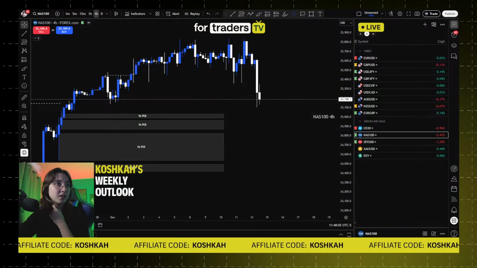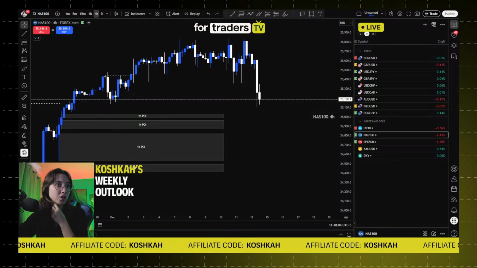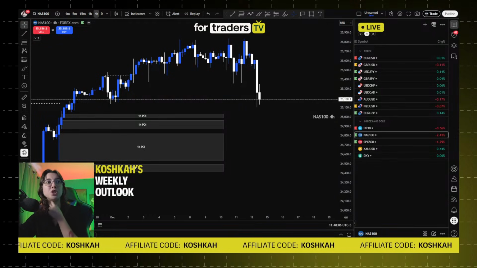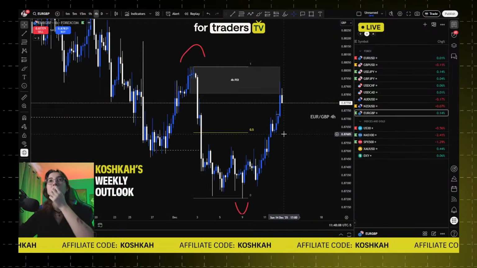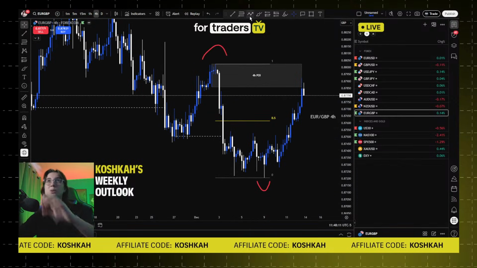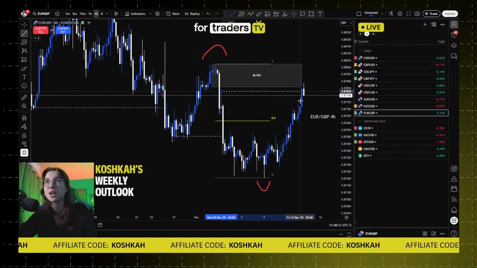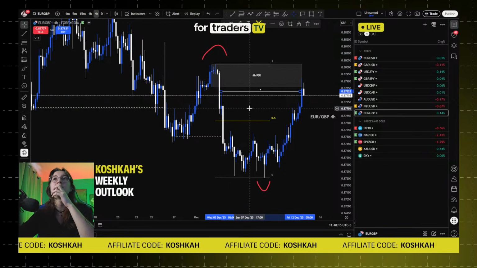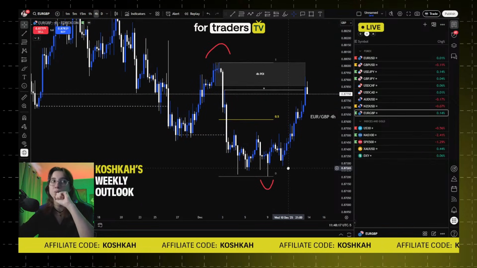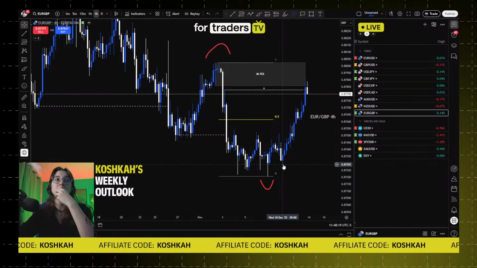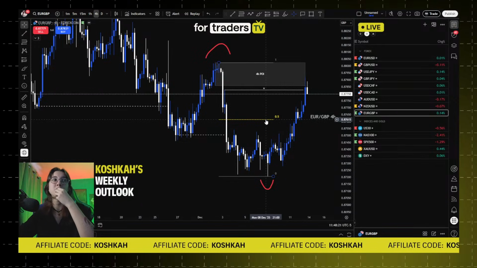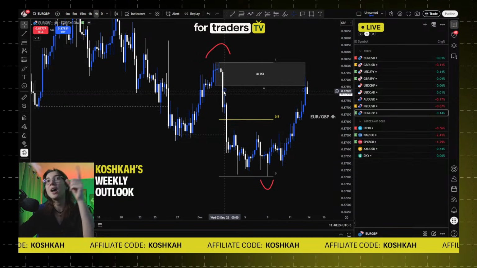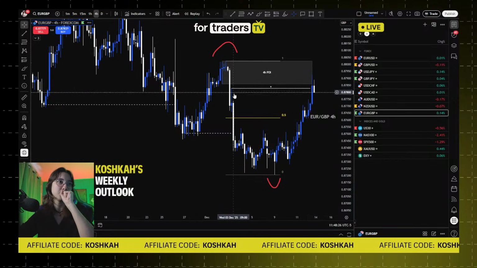Do we have any questions? No inducement on Euro GBP? Yes, there is some inducement on Euro GBP. As you can see exactly right here, we do have some inducement. That's some inducement on Euro GBP. So yeah, that's pretty much it. When we have a little pullback, that's considered some inducement.